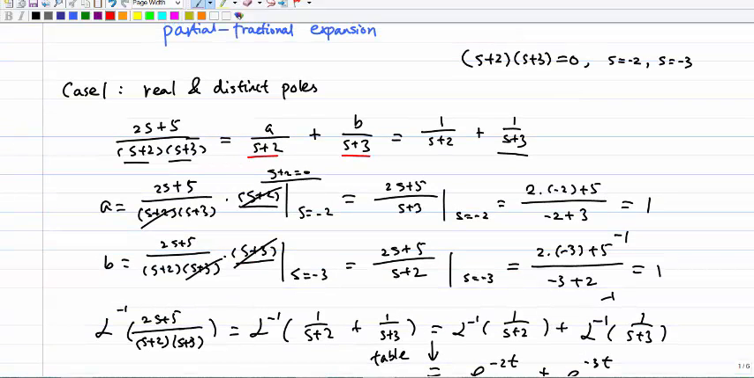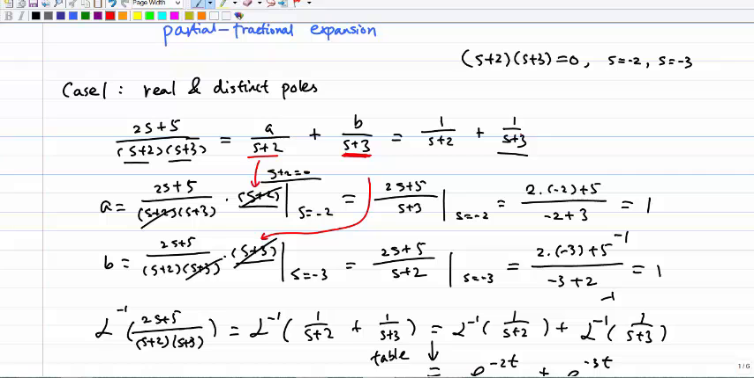I think I mentioned this one in the previous video. A is given by the original function times the factor s plus 2, evaluated at the value that makes that factor 0, which is s equals negative 2. Doing the calculation, you get A equals 1. Similarly, B is the original function times s plus 3, evaluated at s equals negative 3. By doing the calculation, we get that B is 1, which means the original function can be written as 1 over s plus 2 plus 1 over s plus 3.